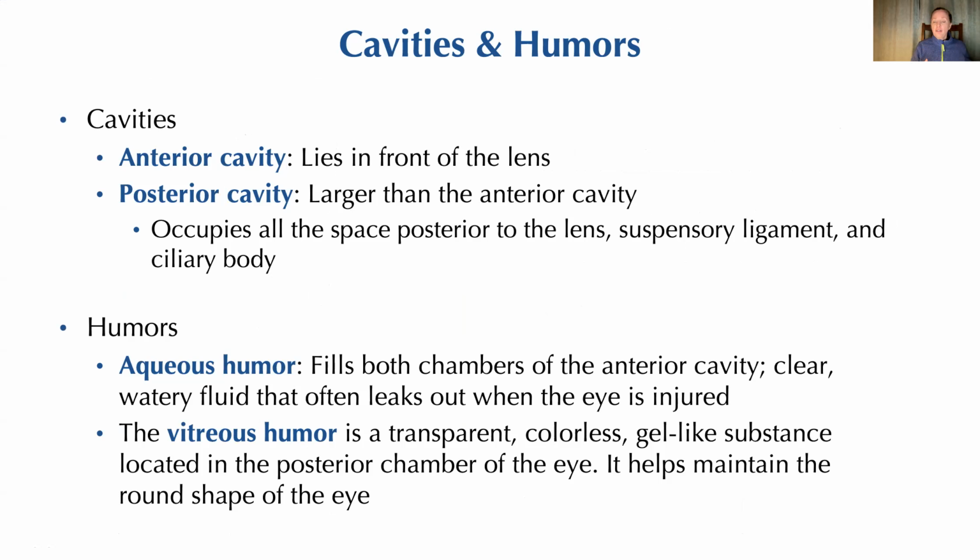Our anterior cavity is divided into two parts, the anterior chamber and the posterior chamber. The whole anterior cavity produces the aqueous humor. It's produced at the ciliary body, which is in the posterior chamber, and it passes from the posterior chamber, circulates around through the iris and goes into the anterior chamber. The vitreous humor, also transparent, more gel-like, is located in the posterior cavity of the eye, and it helps maintain the globe shape of the eye.